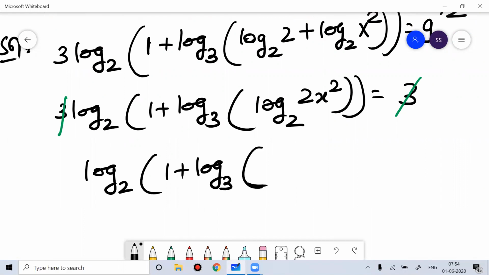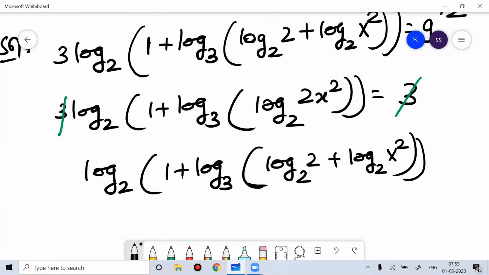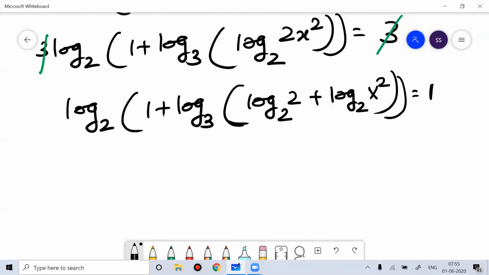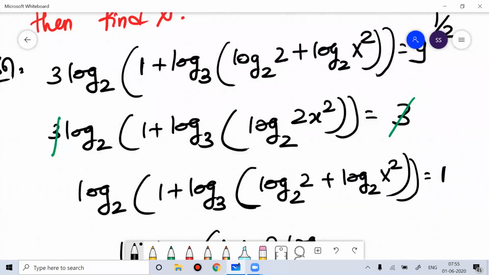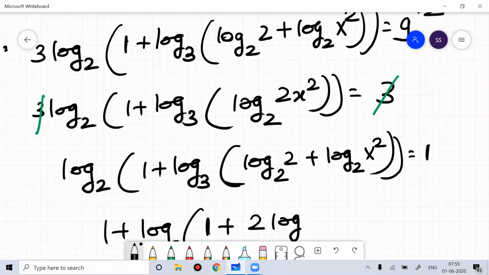So you can notice this, you can write log base 2, 2 plus log base 2 x square, 2 brackets, that is equal to 1. So I can write, bring to that side, so 1 plus log base 3. So then this will be 1 plus 2 log, same thing I'm getting, same thing I got.